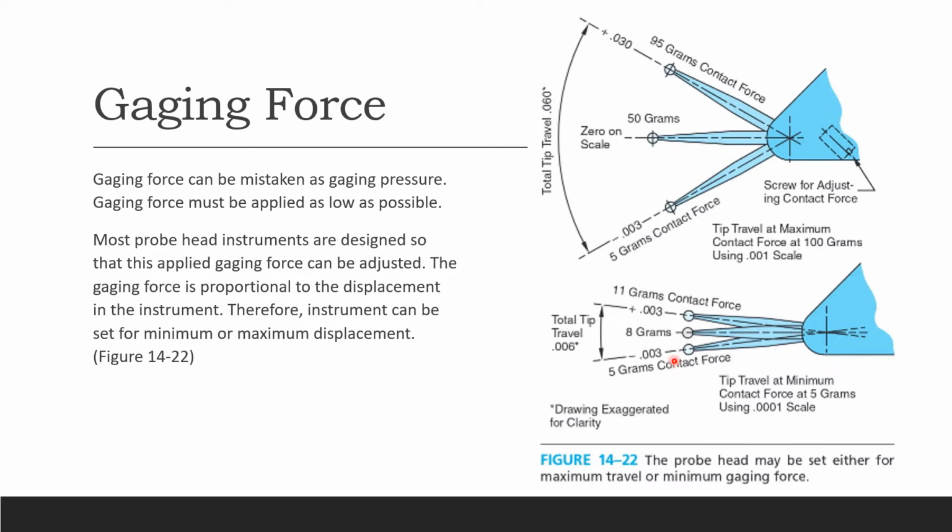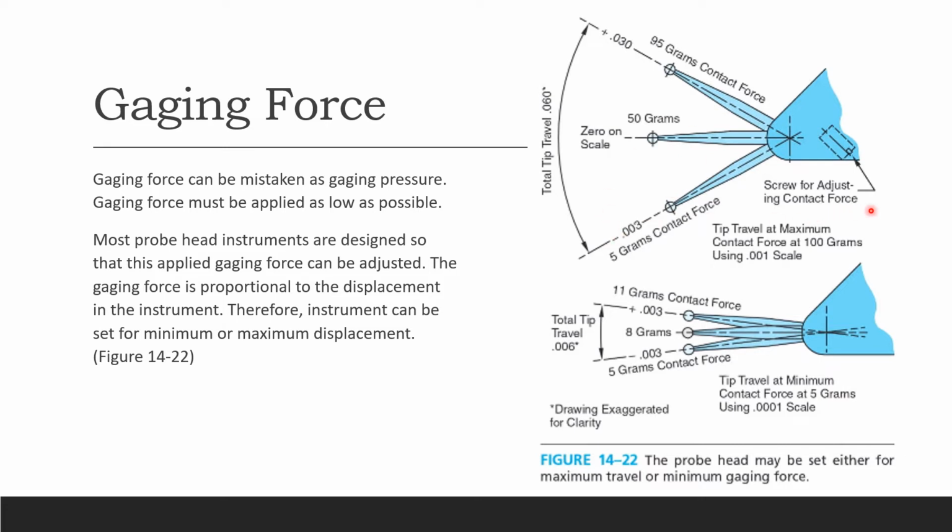So the probe head may be set either for maximum travel or minimum gauging force. Here, just showing you how it's going. The center line is your 0 on the scale. If you go that way, you're making this arc, which is your angle, and that's your plus 0.030. Your pressure is 95 grams contact force, and then you have 5 grams contact force in that area. So minus 0.003. When you apply the force on a particular area, you're going to get your pressure.